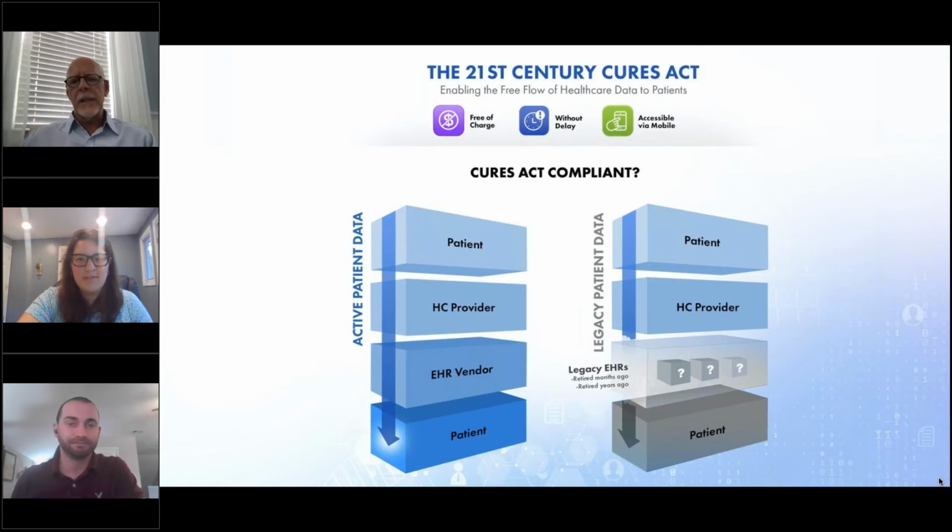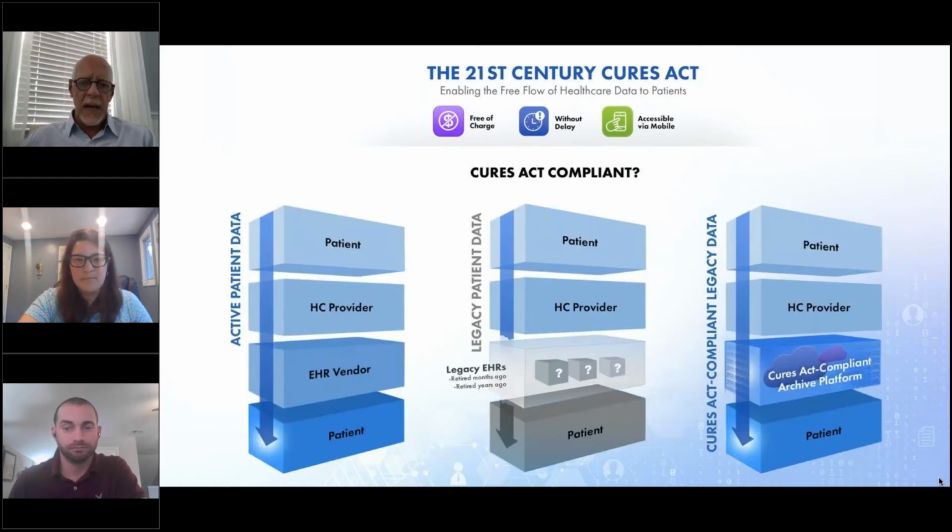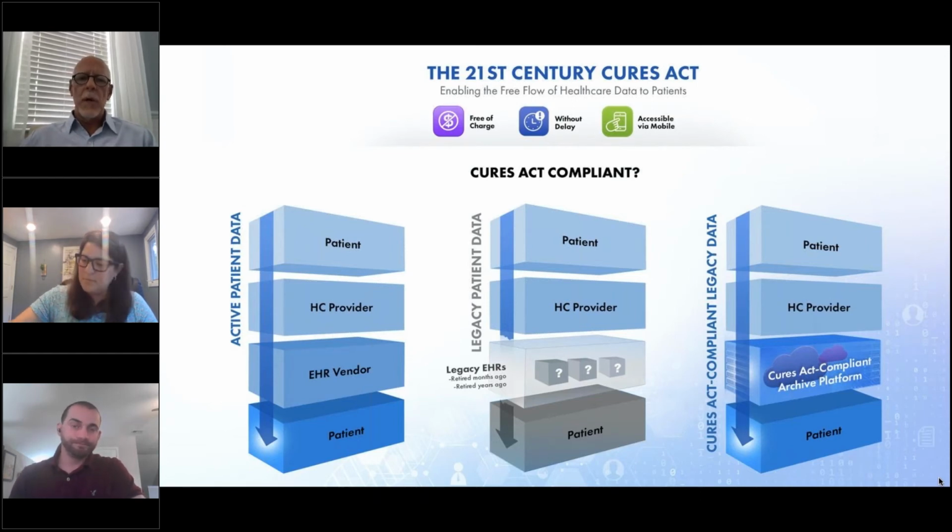Yep, I think it's clear that the Cures Act will see healthcare organizations decide to better organize their legacy environments and move away from vendor-specific archiving processes to a true archive platform that is a newer technology, is quite a bit more secure, right, and has the ability to leverage the APIs required to be Cures Act compliant.